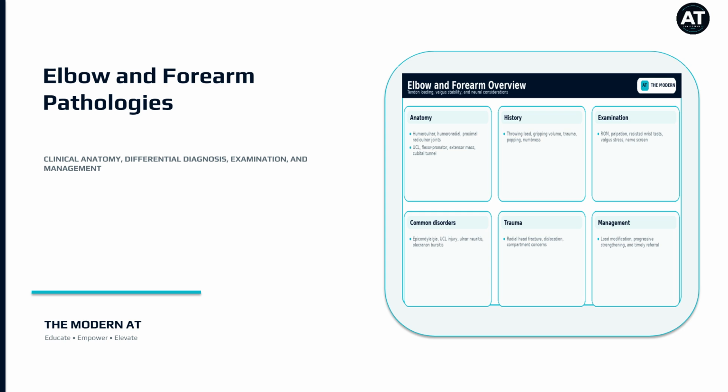As we move through the lecture, keep asking, where is the pain? What activity or mechanism created it? And are there red flags, such as deformity, major motion loss, numbness, weakness, or neurovascular compromise? The goal is to build a safe reasoning process for evaluation, referral, early management, and return to sport.